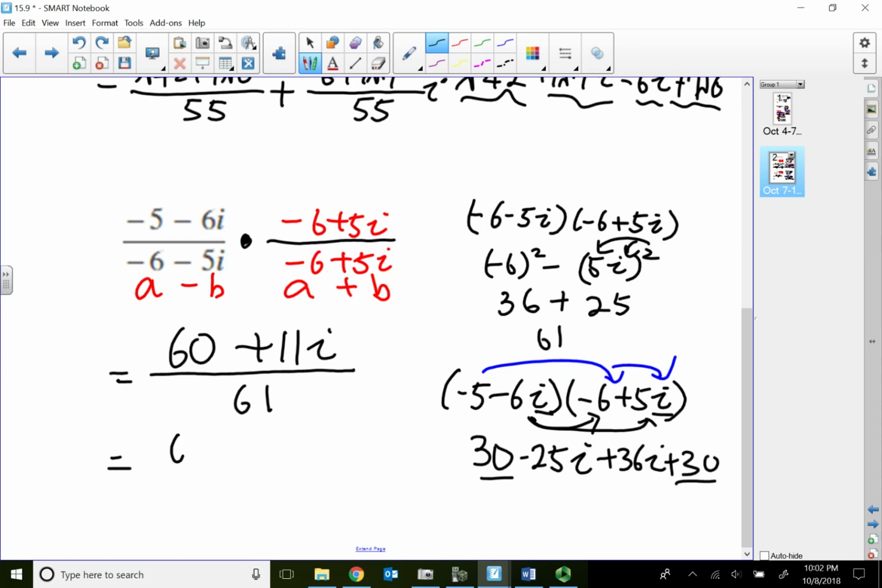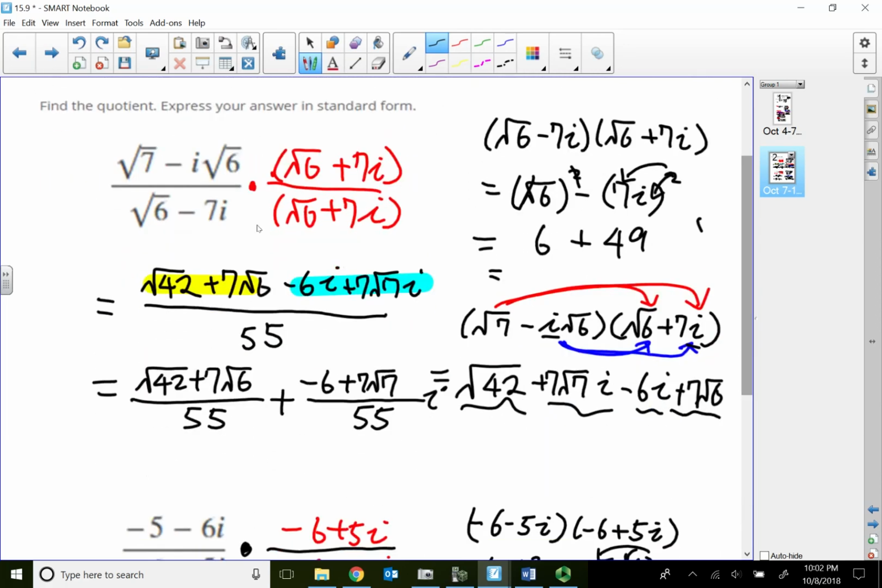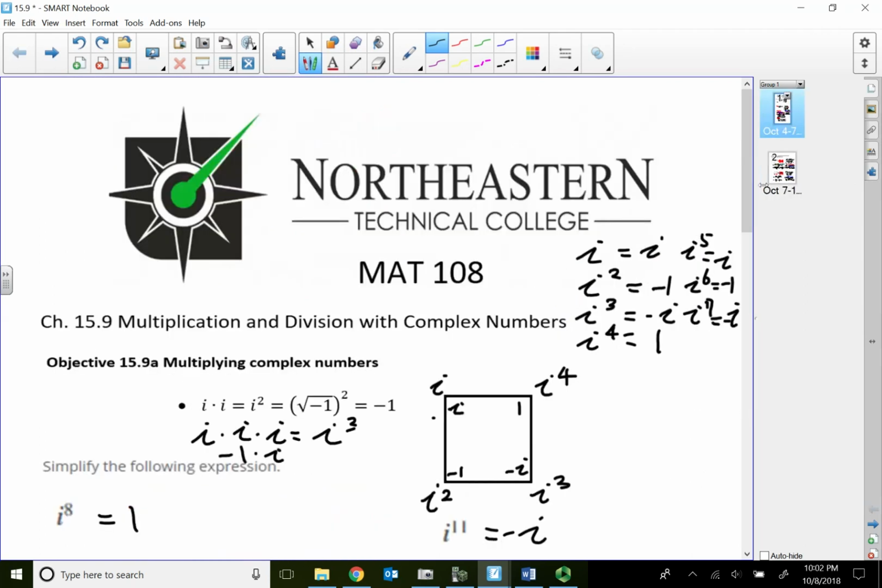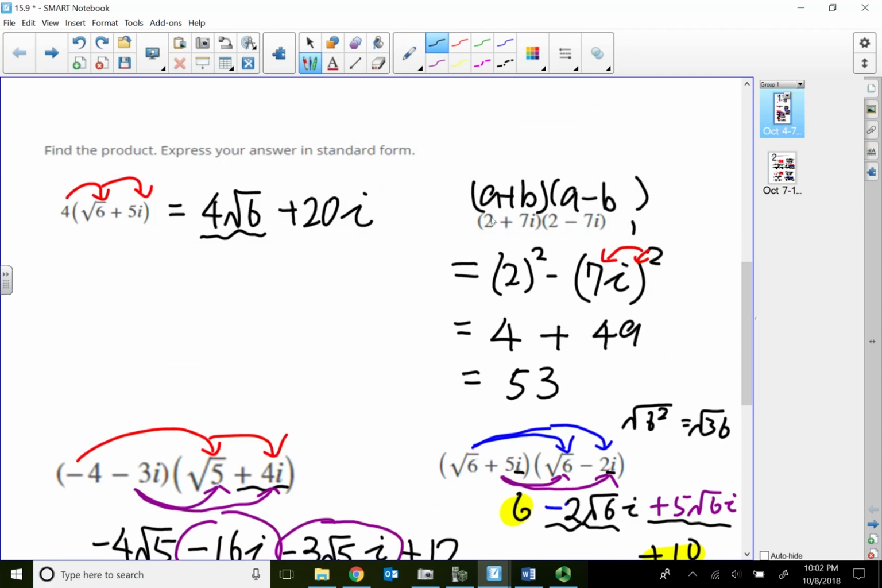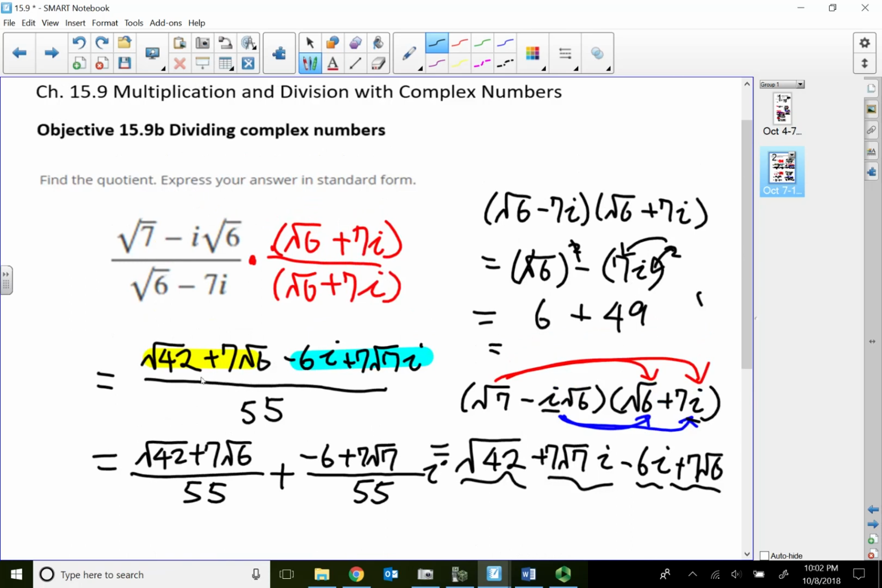So again, I can split the 2 terms up top into 2 separate terms by saying 60 over 61 plus 11 over 61i. So that's your A plus Bi form. All right, a quick note before we finish up this lecture video. In this video, I showed you how to divide complex numbers when the denominator is 2 terms, we have to conjugate. That's why in the previous video, I showed you how to do the difference of squares, to help us calculate the conjugation involved in dividing complex numbers.